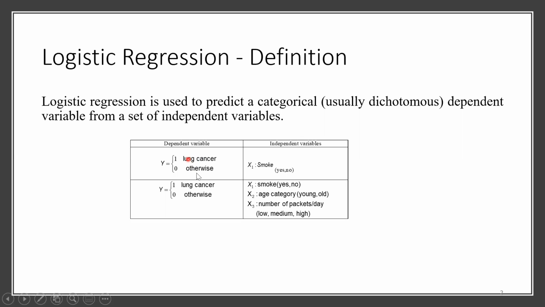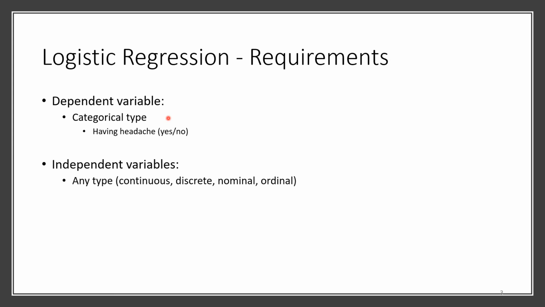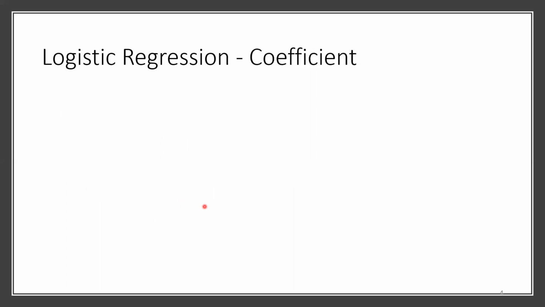For example, our dependent variable is lung cancer, having lung cancer or not. So when our dependent variable is categorical, we apply logistic regression. The major requirement for logistic regression is that the dependent variable is categorical. In this video, we are working with a categorical variable which has two categories, and the independent variable can be of any type: continuous like age, discrete like family size, nominal like gender (male, female), ordinal like education status, for example, school education, graduate, postgraduate, doctorate, etc.